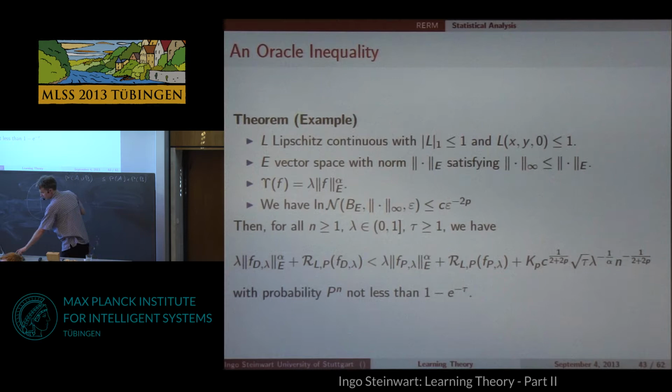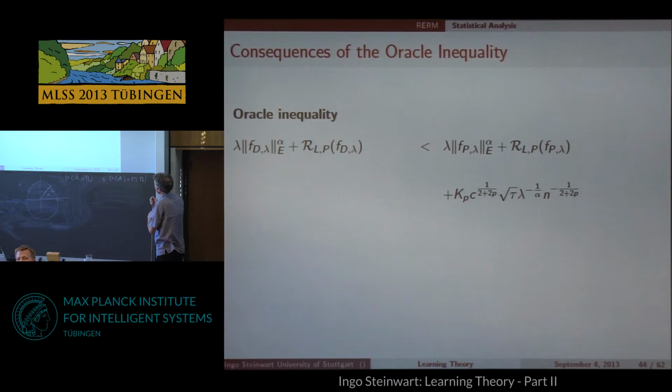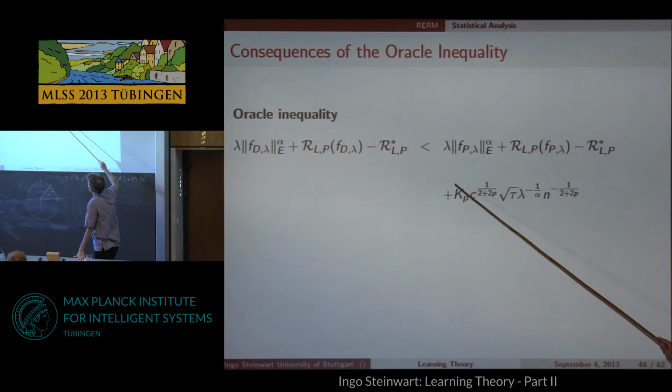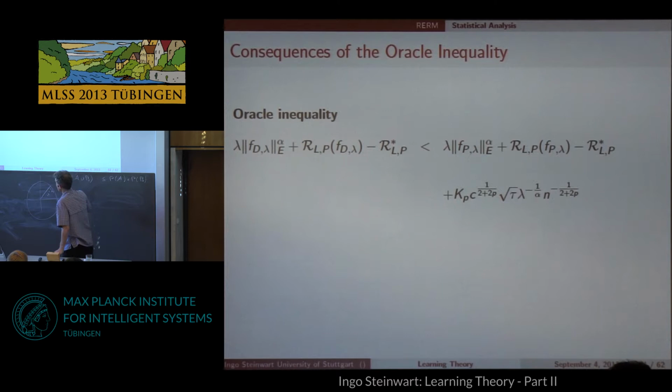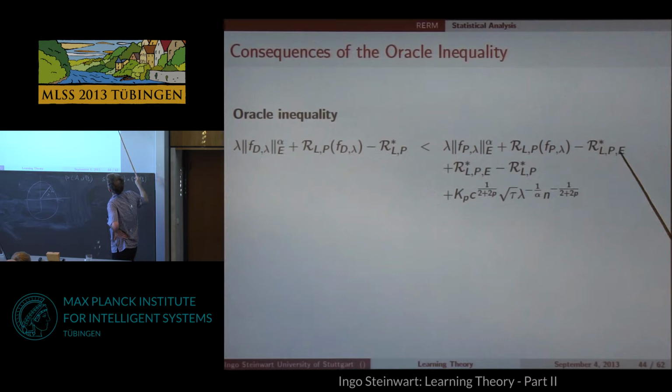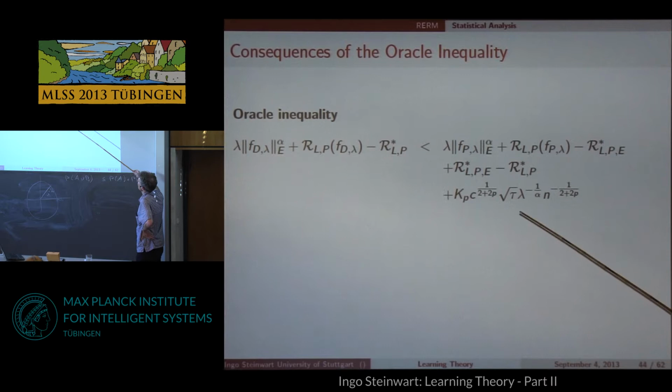Okay, so this is the Oracle inequality in the form of the previous slide. And what we now do is adding some extra terms. First of all, we subtract the Bayes risk on both sides. Nothing changes there. And what we now do is that we replace this Bayes risk by the minimal risk in F_P and add this minimal risk again. So what we end up having here is we subtract the best risk in E, add this best risk in E again, and here we subtract again the Bayes risk. So we have three terms. One we have understood. We have an explicit form of that. And what remains is to understand these two terms.